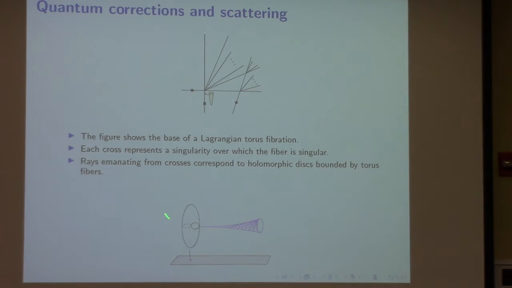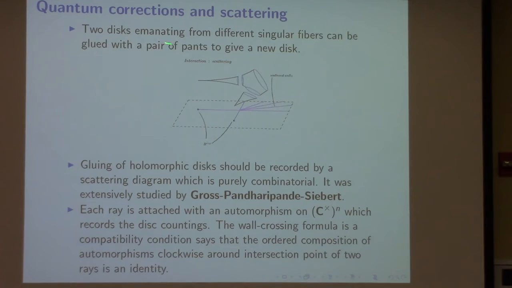And two disks coming from different singular fibers can be glued along a pair of ends to get a new disk. So this is the picture that comes out, and so the cross is important. The gluing of holomorphic disks should be recorded by a scattering diagram, which is purely combinatorics. It was extensively studied by Gross and Siebert, and each ray is attached with an automorphism of C star to the power n, which records the disk count.